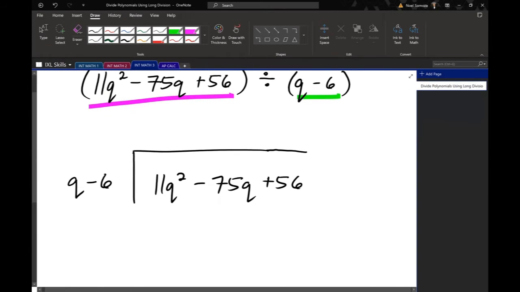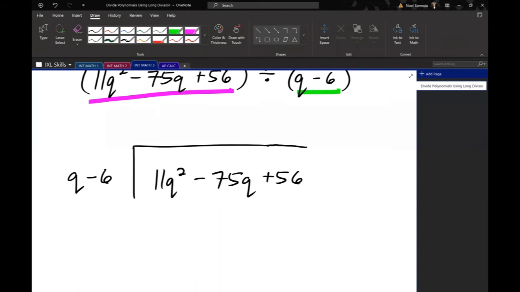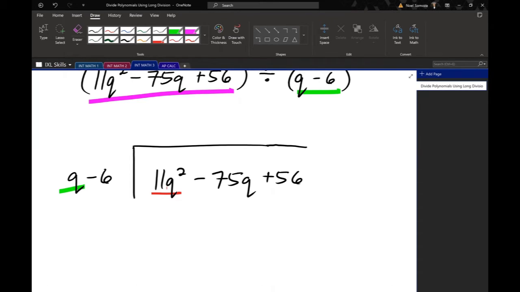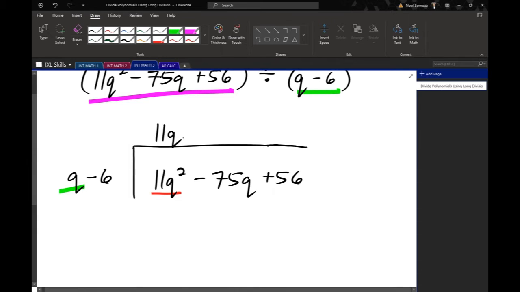Okay, same strategy as last time. What we're looking to see is, I have q. That's my primary focus. What do I need to multiply by q in order for it to be 11q squared? For the most part, the rest of it gets taken care of by itself, so we just have to focus on that initial question. What can I multiply by q to get 11q squared? In this case, we multiply by 11q. So 11q times q will give us 11q squared.